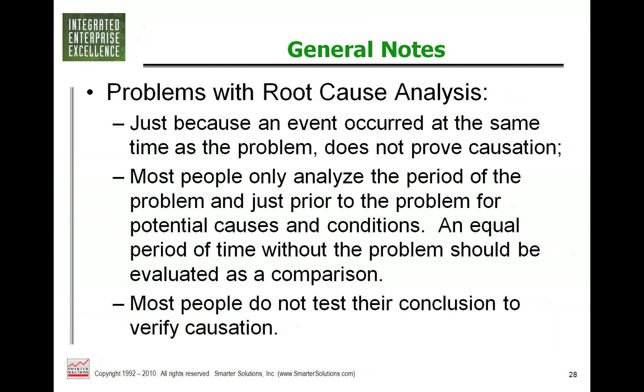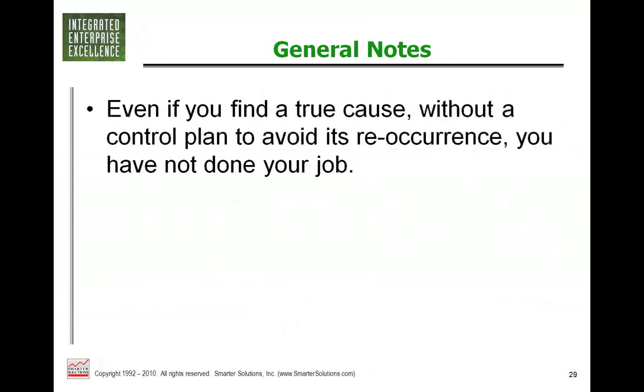And the last one here, on this slide, is people don't test their conclusion. Now, if we were in a Lean Six Sigma project, you always do a validation or verification of your improvement. Generally, people don't go back to the root cause analysis and make sure that they have fixed it. And even if you find a true cause, if you don't put a control plan together, you haven't really avoided its reoccurrence. You haven't done your job.